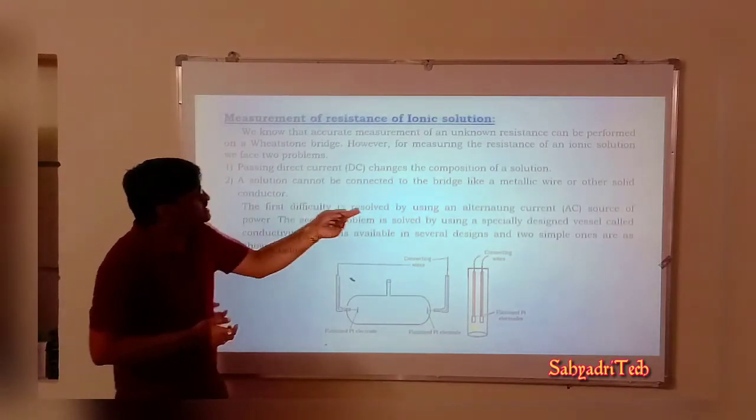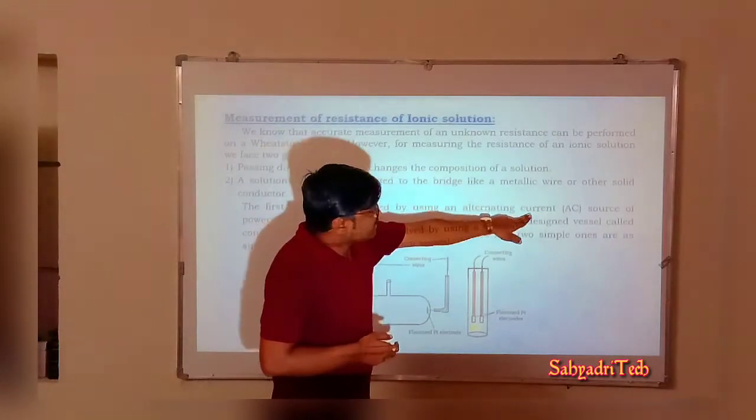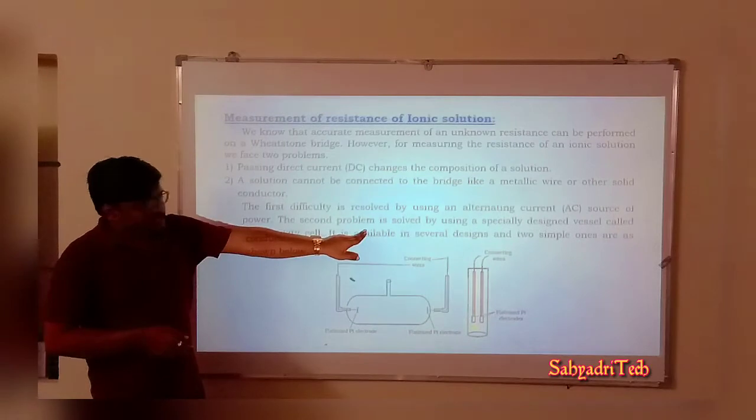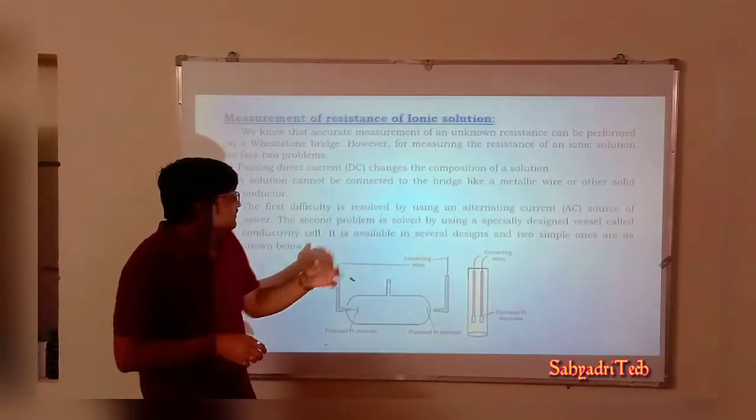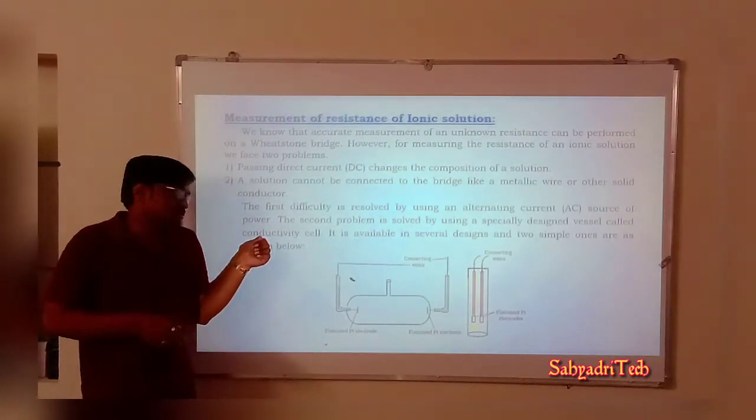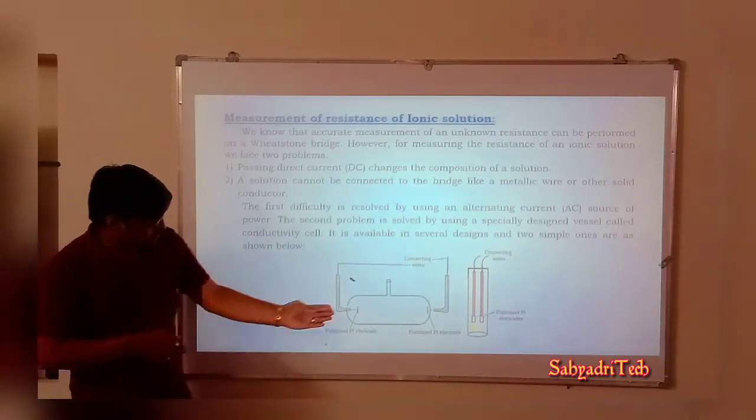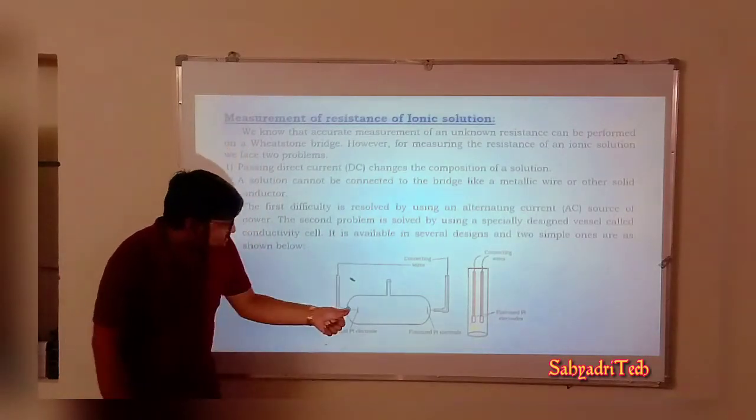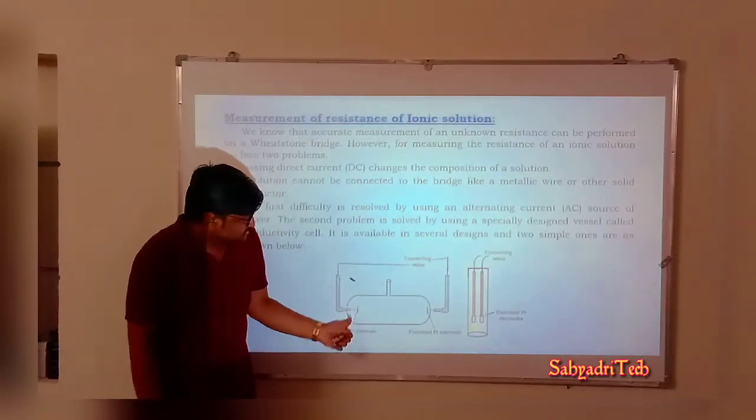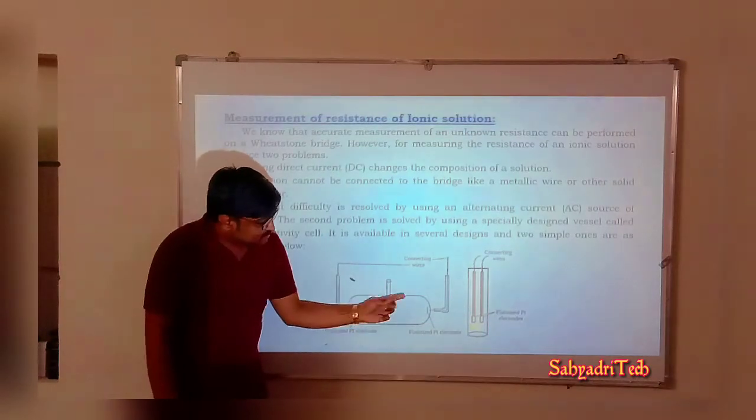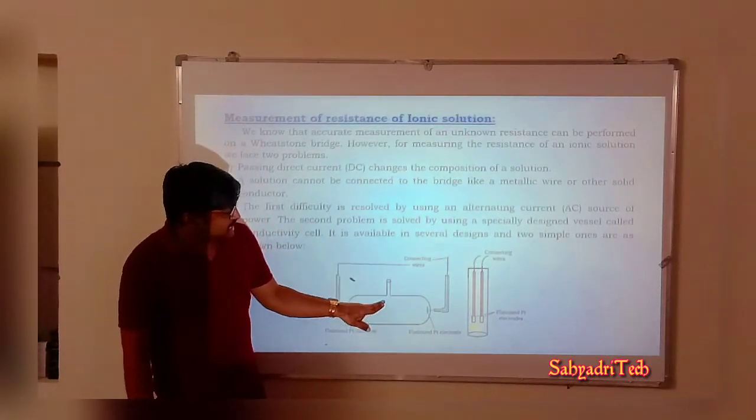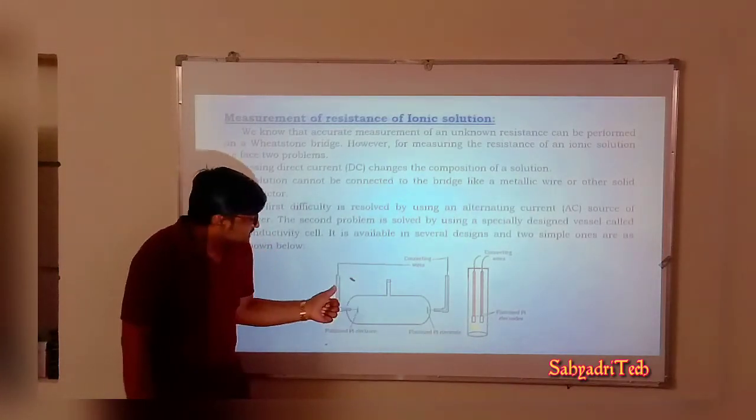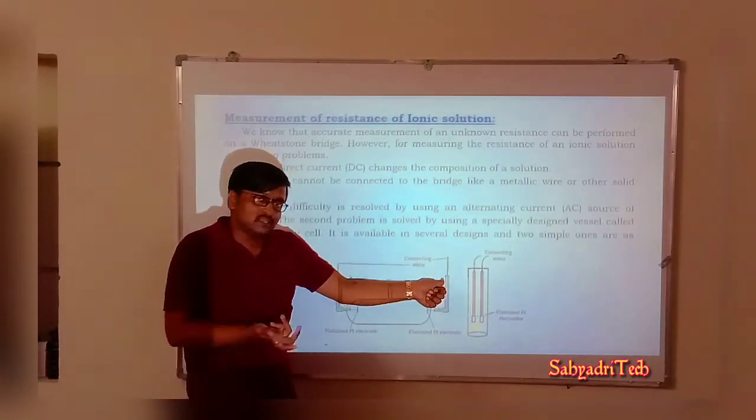The first difficulty is resolved by using an alternating current source of power, and the second problem is resolved by using specially designed vessels called conductivity cells. These are the diagrams of two conductivity cells. Here there will be two platinized terminals or platinum electrodes, in a glass vessel having a side arm through which we can fill the electrolytic solution, and these terminals are connected in the Wheatstone network.